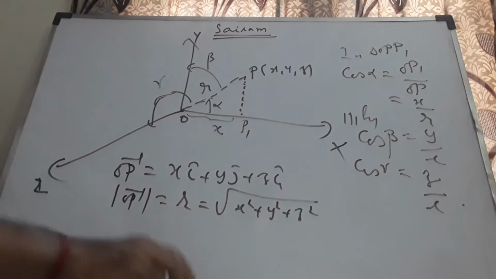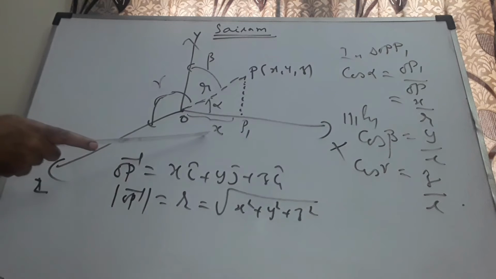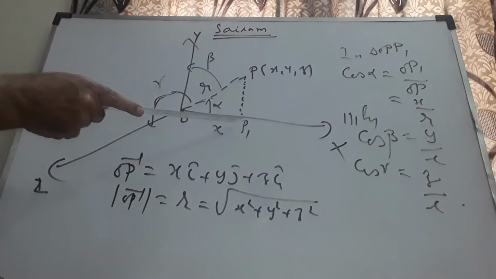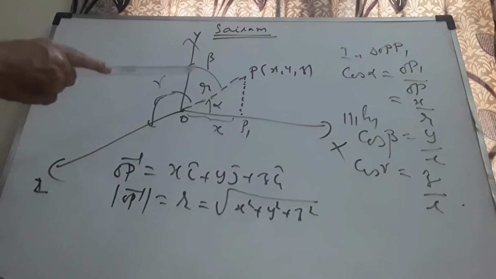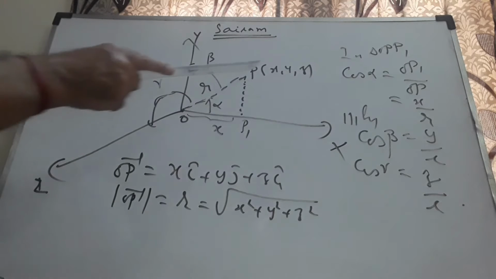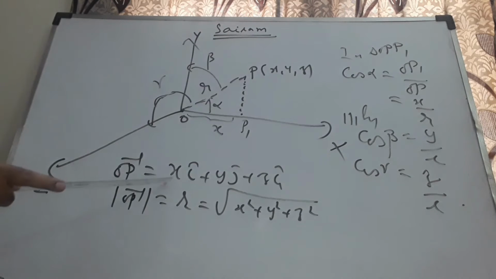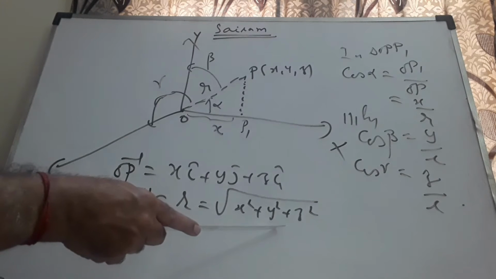Let me just repeat. You know very well, X'OX, YOY', ZOZ' are three mutually perpendicular axes. The meeting point is nothing but the origin O(0, 0, 0). The unit vectors along the positive direction of x, y, z axis are considered to be i cap, j cap, k cap. If I take a general point P(x, y, z) in space, OP vector is x i cap plus y j cap plus z k cap. It is already derived in one of the videos earlier. And modulus OP, the distance OP, is r, which is root of x square plus y square plus z square.